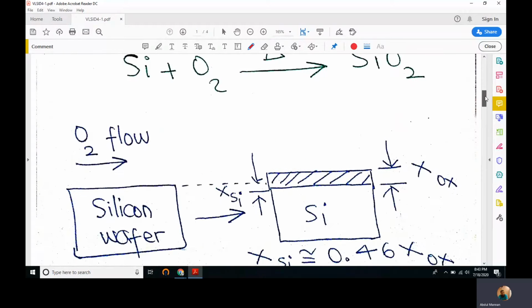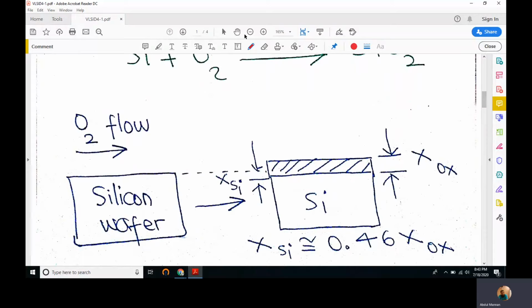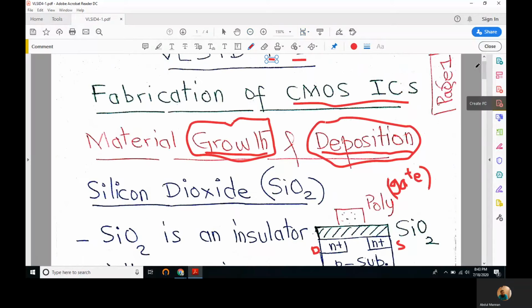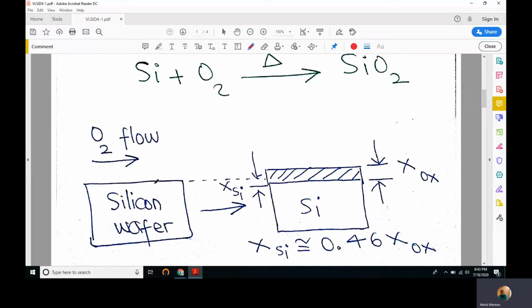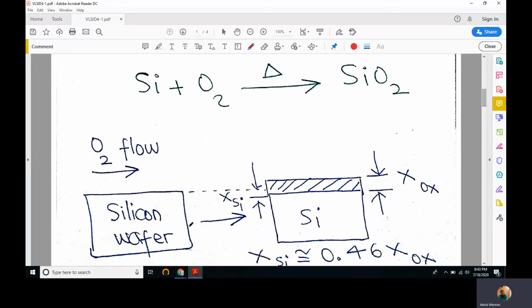If we have this silicon bar, and you want to convert a top layer of the silicon bar into silicon dioxide, we will use an O2 flow. We will pass hot oxygen on top of it, and this is the chemical reaction. Silicon reacting with oxygen in the presence of heat converts into silicon dioxide.